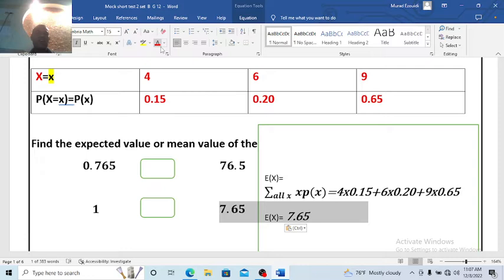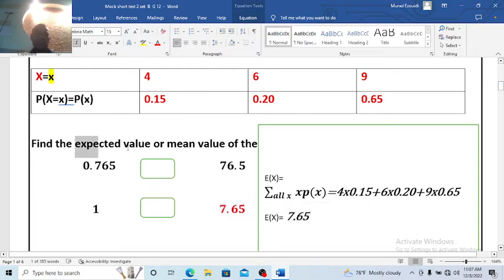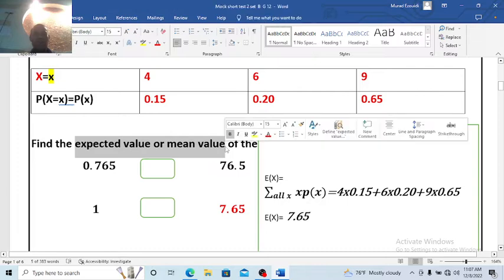I wish that the explanation was clear for you. Even if the number changes, you are going to do the same like that. Okay, thank you for at least getting the point. How can you find the expected value or mean value of the discrete random variable x?